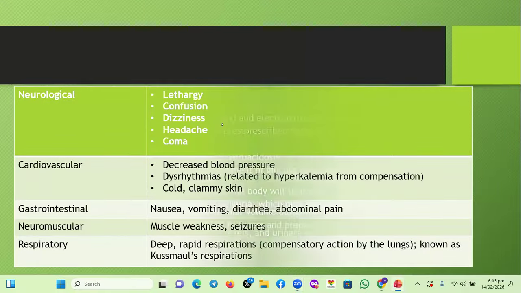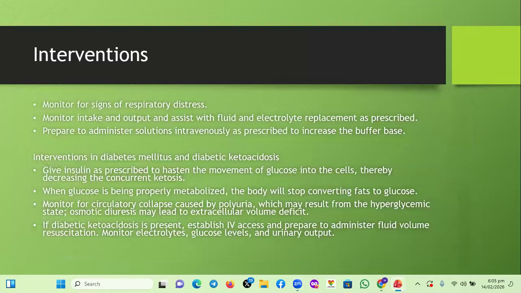Then we have our interventions for someone who is experiencing metabolic acidosis. Intervention would largely target the cause. So if it is as a result of a renal problem, the client might need dialysis in order to bring out the waste. And if it is DKA or DM that is causing it, you have to manage the DM. So the interventions largely depend on the cause, and you target the cause and treat the cause. And you have to monitor the respiratory system for any form of respiratory distress.